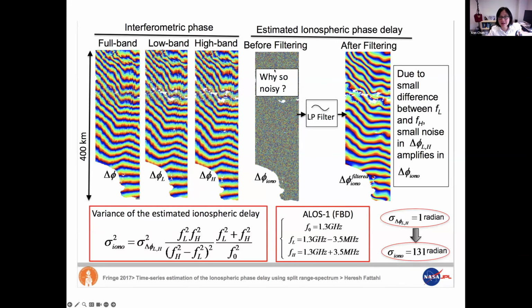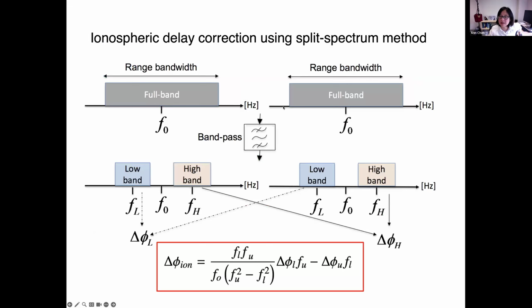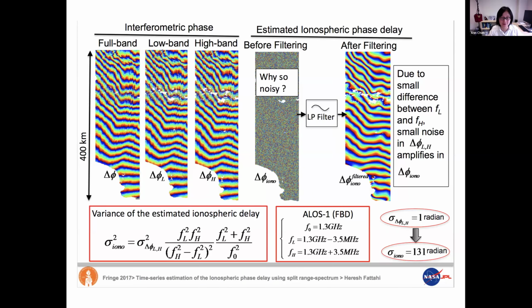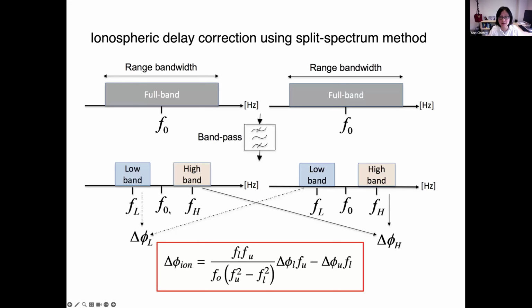So the question here is why the result without the low pass filter is so noisy. The idea is that in order to make this correction successful, ideally you would like to have this FL and FH as far away as possible. Otherwise, the difference would be so tiny that any small noise in your measurement would blow up and make your result unreliable. So this only works well if you have a larger separation, which is why GPS designed its dual frequencies so that FL and FH are so different that the correction can be done reliably.